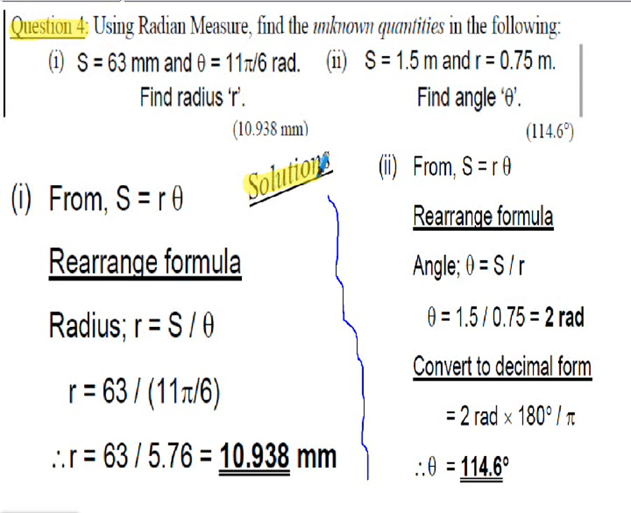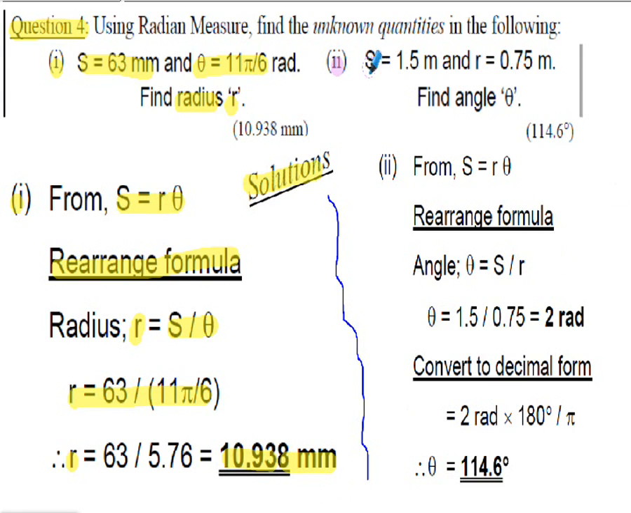Question 4, solution. In part 1, we're given the value of the arc length S, 63 millimeters, and we're given angle theta 11 pi upon 6 radians. We're asked to calculate the radius r. So, from S equals r theta, we first of all need to rearrange the formula to make r the subject. Dividing both sides by theta, the radius r is equal to S divided by theta. As the angle theta in part 1 is already given in radians, we can use the formula directly to find the radius. So in this case, the radius is 10.938 millimeters.